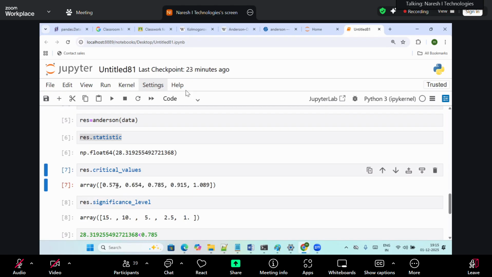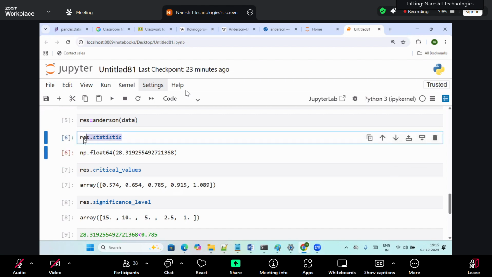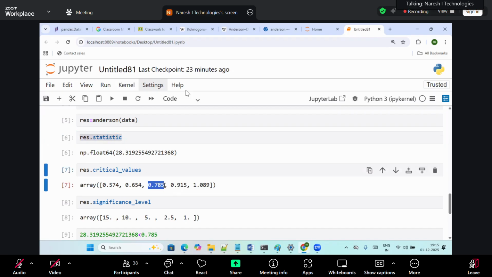So this 0.574 is a critical value for the 15% significance level. The 0.654 is a critical value for the 10% significance level. The 0.785 is a critical value for the 5% significance level. And I'm comparing the 5% significance level critical value with the test statistic. If this test statistic value is less than this value, I say that the null hypothesis is rejected.